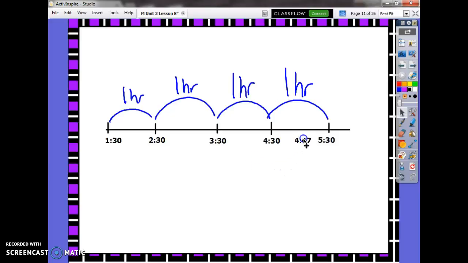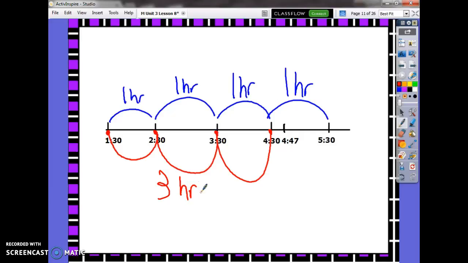Very good. Most of you said to the right, and it's going to be pretty close to that 4:30 mark. So I'm going to put a line right here to mark my 4:47. On the number line, to figure out the elapsed time between 1:30 and 4:47, I can count by the hour. Starting at 1:30, 1:30 to 2:30 is 1 hour, 2:30 to 3:30 is another hour, and 3:30 to 4:30 is a third hour. So I have 3 hours total.